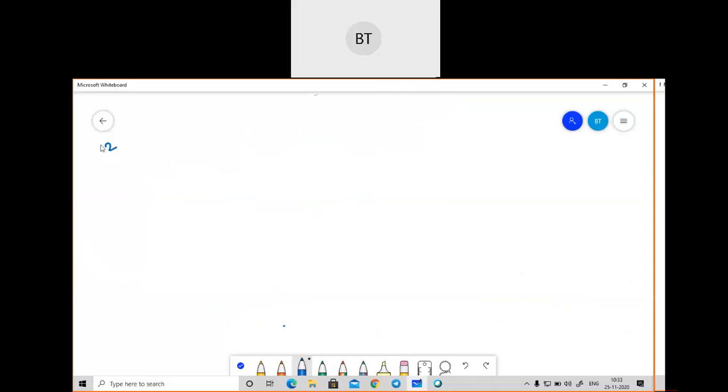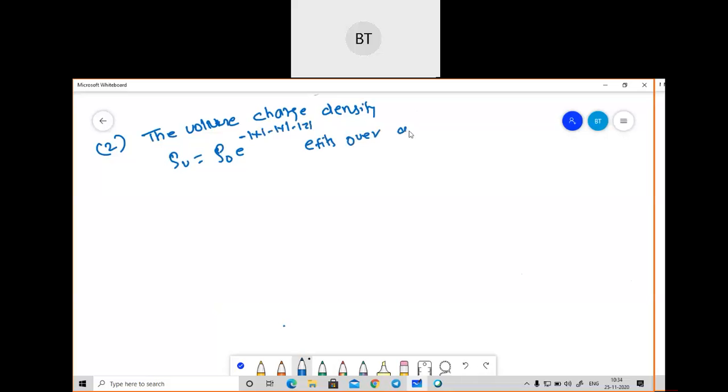The second problem which I've given you is the volume charge density, rho v, given as rho naught e to the power of mod x, mod y, mod z, and it exists over all free space. This type of problem actually comes in our RTU paper, so if you get clarity, you will be able to solve it there also.